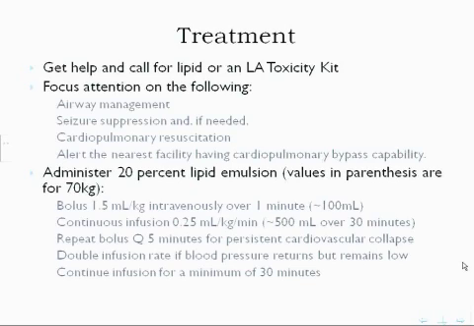And then repeat boluses every 5 minutes for persistent cardiovascular collapse. And double the infusion rate if blood pressure returns but remains low. And continue infusion for a minimum of 30 minutes. And that keeps the bupivacaine soaked in the stuff. There is danger of using lipid emulsion if you can embolize lipids into the individual, but Intralipid is pretty safe. So, you know, it should be okay.